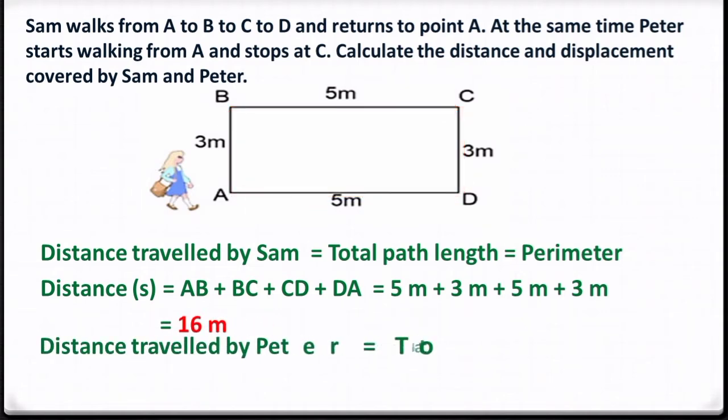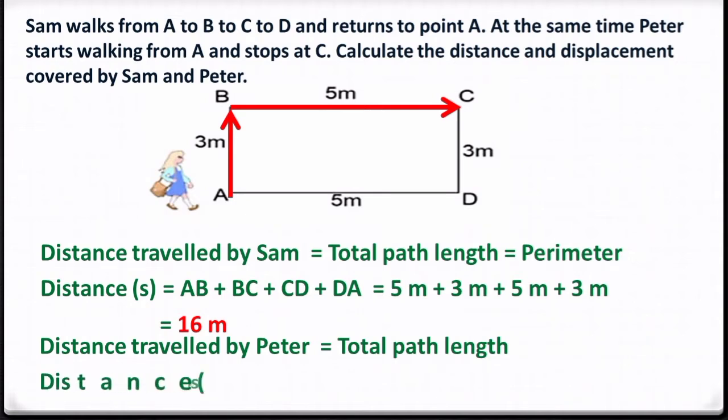Now, distance travelled by Peter again will be the total path length he had covered, which is from A to C. So, just adding those two sides, we get the answer as 8 meter.